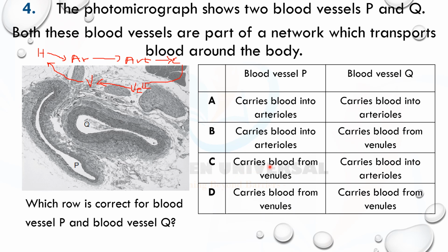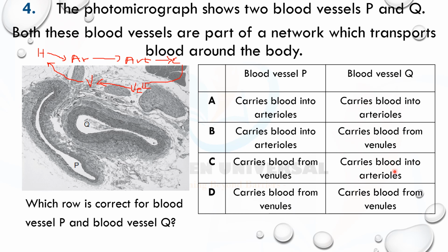C says carries blood from venule. Yeah, it's possible. If P is a vein, a vein receives blood from venule. This is venule, okay? So this makes sense. Venule moves blood to the vein. So this carries blood from venule. This is venule, this is vein. So C makes sense. Let's check the other part of C, concerning Q.